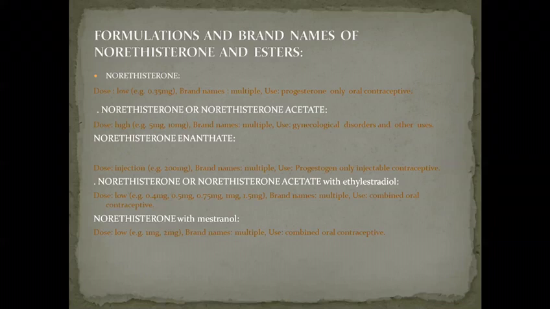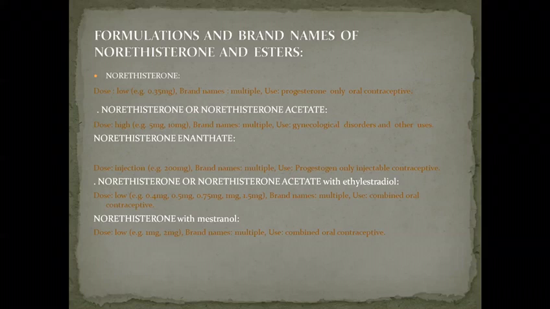Now, number two, we have norethisterone or norethisterone acetate. The dose is high, like 5 mg and 10 mg, and uses are gynecological disorders and other uses. Norethisterone enanthate dose is by injection, like 200 mg, and the uses are progestogen-only injectable contraceptive.